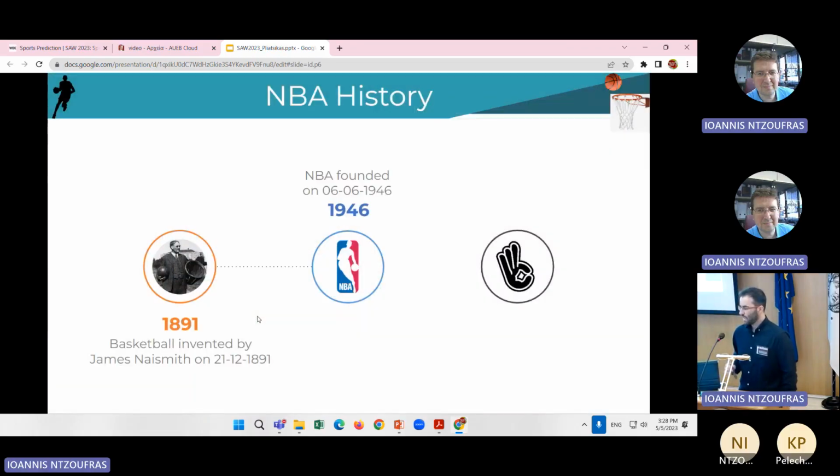So, basketball was invented in 1891 by James Naismith, who set 13 simple rules on how the game should be played, which for the most part are valid till today. The game grew immensely popular during the 20th century, with the NBA being founded in 1946. The adoption of the three-point line back in 1979 completely changed how the game is played.